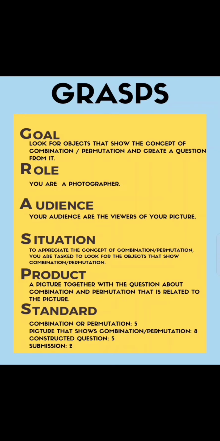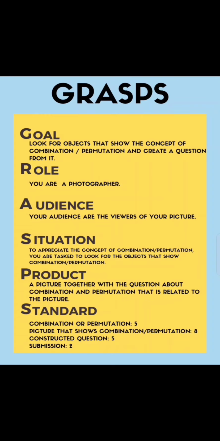The standard: combination or permutation, 5 points. So you have to identify if the object you've taken is an example of permutation or combination. So sir, how will I know if it is permutation or combination? It is permutation if arrangements, orders, or positions are important. Then it is combination if arrangements, positions, and orders are not important.